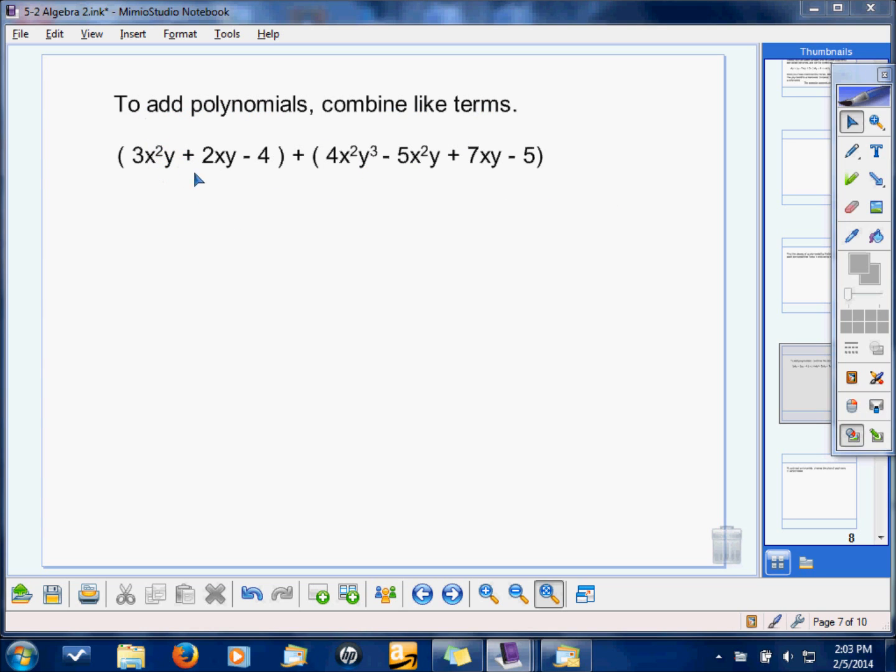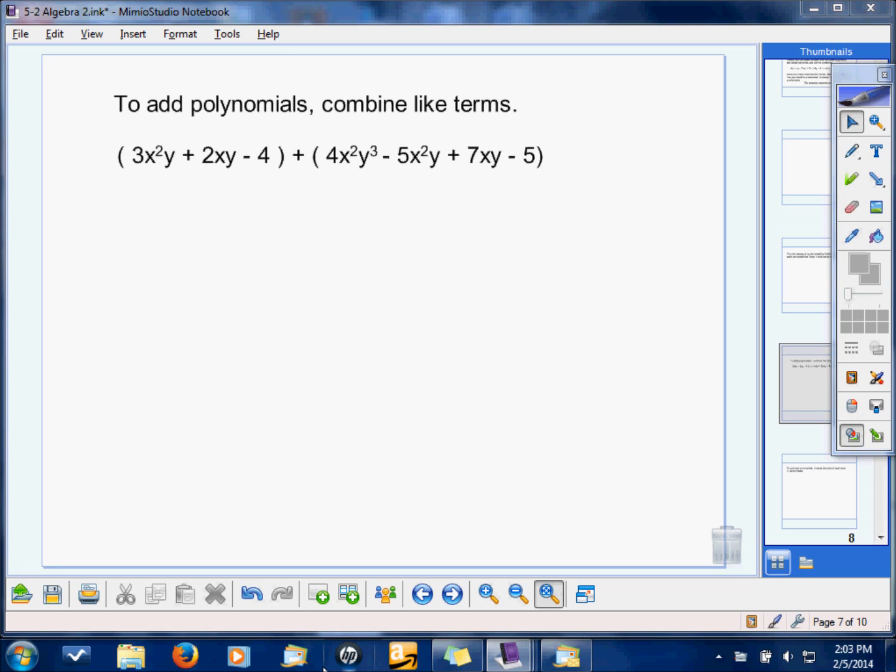3x squared y plus 2xy minus 4 plus 4x squared y cubed minus 5x squared y plus 7xy minus 5. Okay, let's get that written down so you can actually think about it.